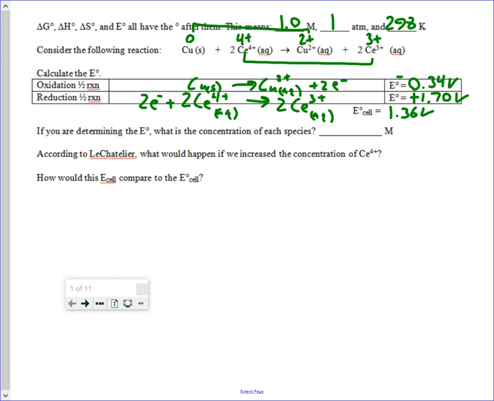Okay, so if you're determining the standard cell potential, what is the concentration of each species? Kind of like what I said up top, right? If you have standard conditions, we're talking about 1 molar solutions. Okay? According to Le Chatelier's principle, what would happen if we increase the concentration of cerium 4+? So don't overthink this. Just do it like we would in an equilibrium unit, right? If we increase the concentration of the cerium 4+ on the reactant side, which way are we going to shift? Well, we're increasing something on the left-hand side. We're going to shift away from that to reach equilibrium. So we're going to shift right.